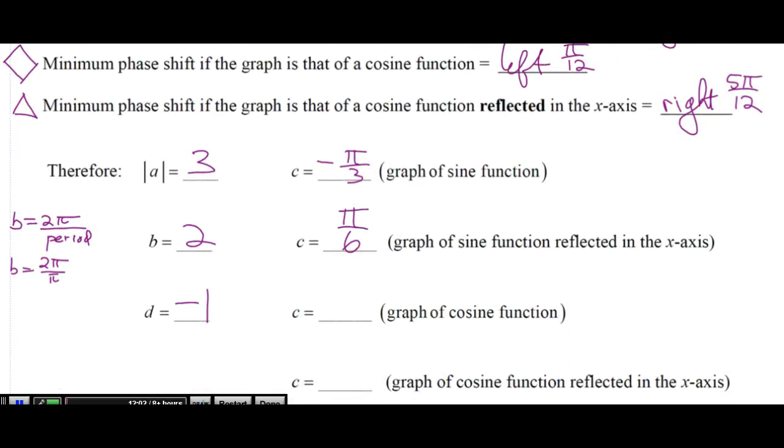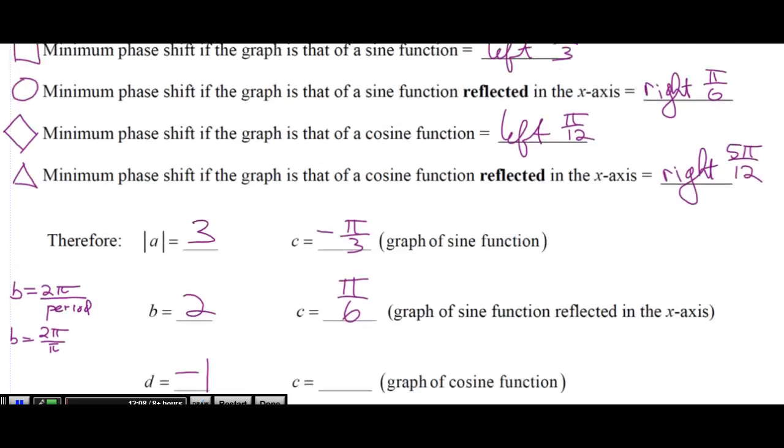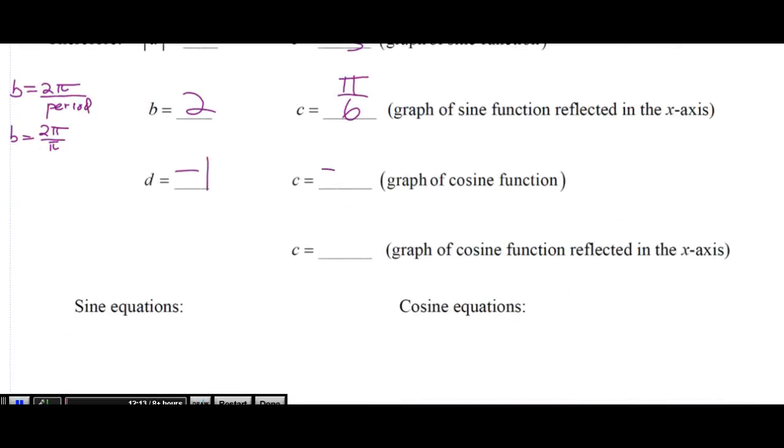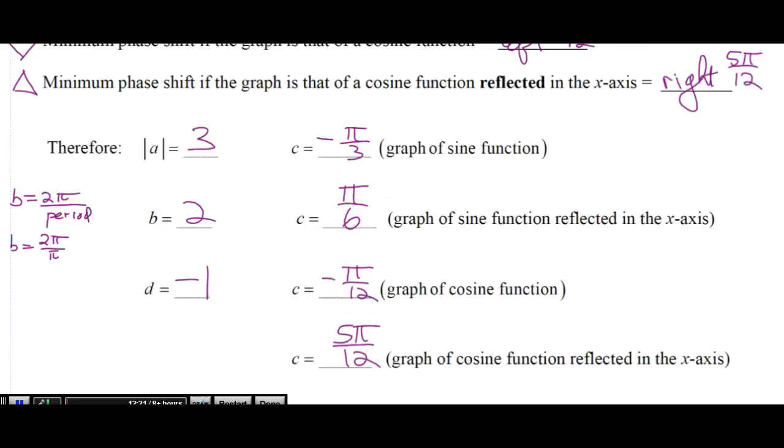Pi over 6. I want it to be x minus pi over 6, right? X minus, it's going to move to the right pi over 6. If I want it to be a cosine, minus pi over 12. And if I want it to be reflected cosine, 5 pi over 12.